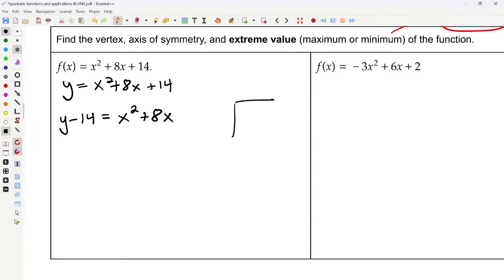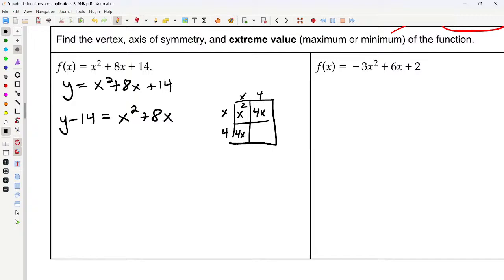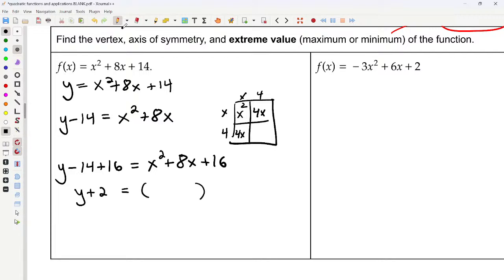We are ready to complete the square. So good old 16 will do the trick. I want to add 16 to both sides of the equation. So y minus 14 plus 16 equals x squared plus 8x plus 16. Clean up what we can. On the left, we get y plus 2. And we factor, which you don't have to go super crazy. It's right here. Rows by columns. x plus 4 squared.